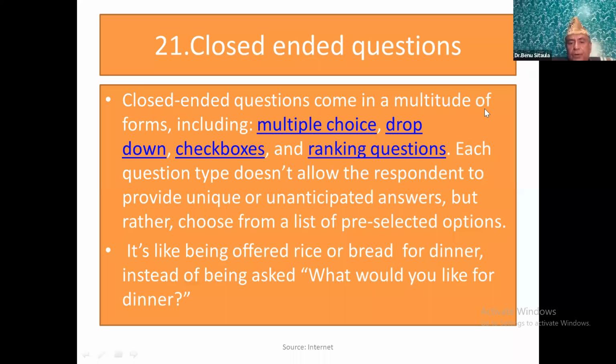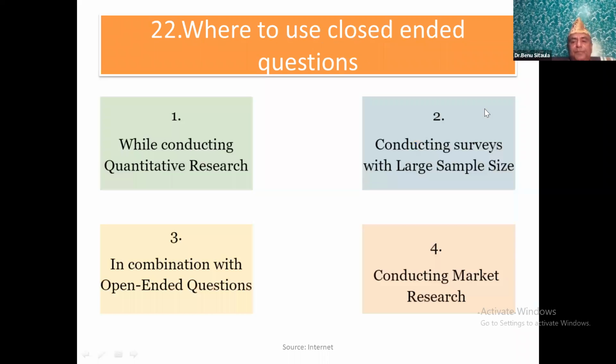Now we are talking about the closed-ended question. Actually, a closed-ended question is like offering rice or bread for dinner, instead of being asked, what would you like for dinner? Because there are limited options. One is rice and another is bread. So this type of question is known as a closed-ended question.